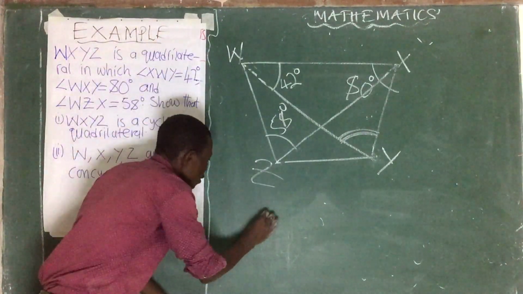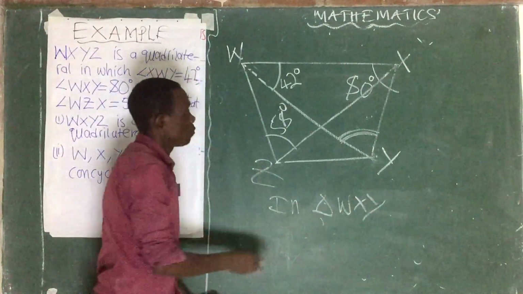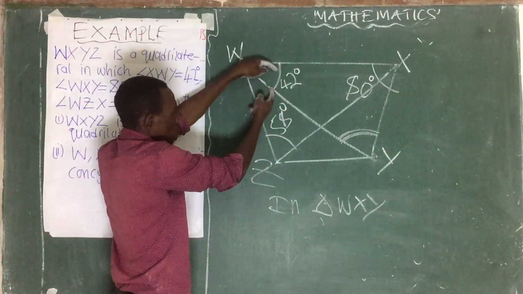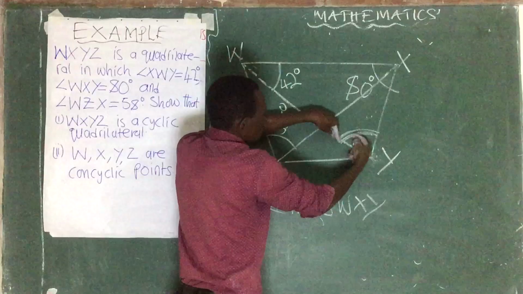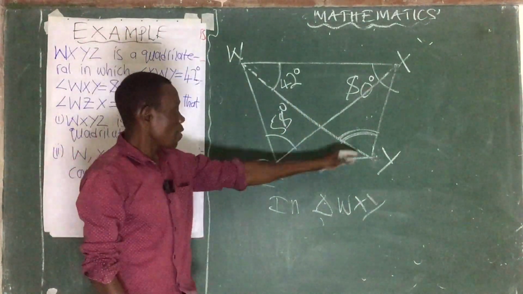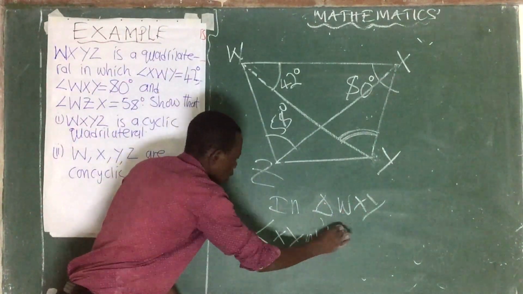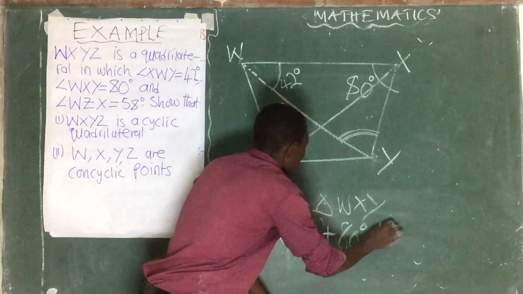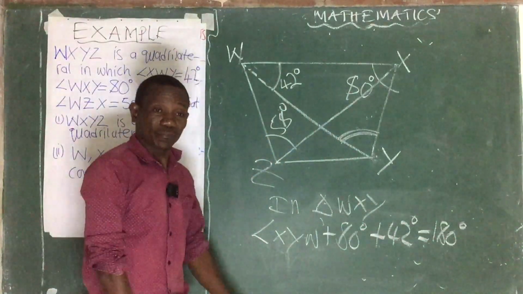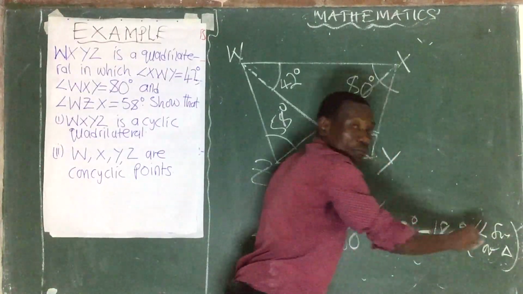So let me have that in triangle WXY. Bear with me, say angle 42 degrees in that triangle and angle 80, but this angle here, XYW, they give us 180 degrees. So let me find this one here. Angle XYW plus 80 degrees plus 42 degrees gives us 180 degrees. The property is just like the angle sum over a triangle.